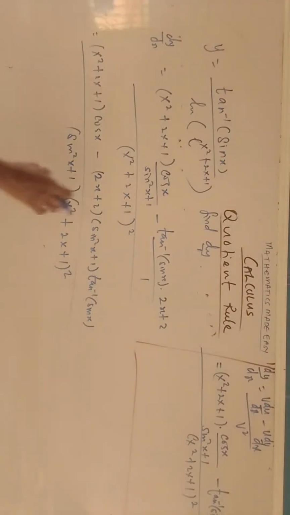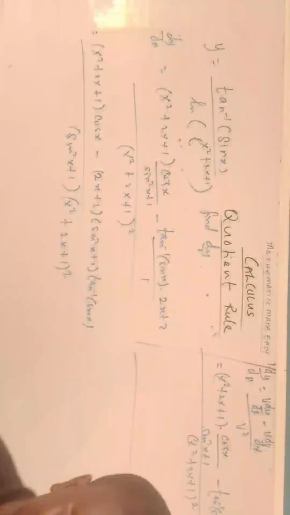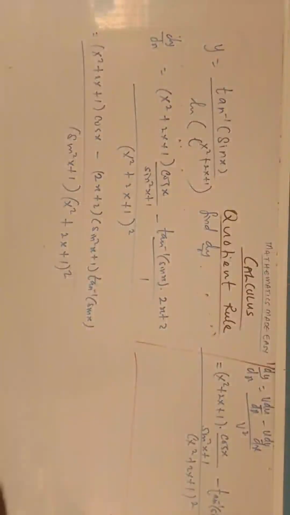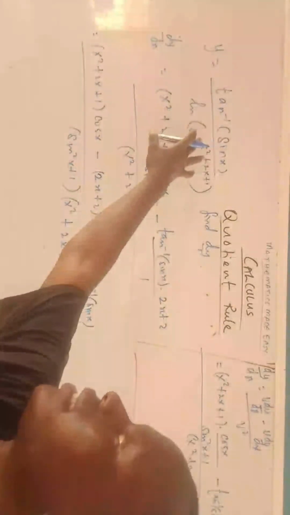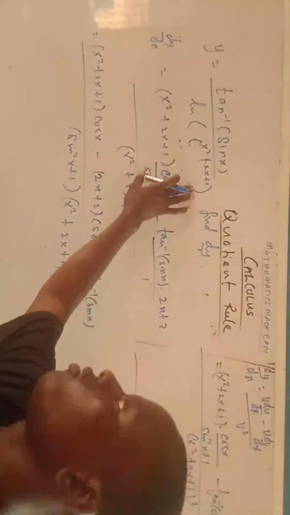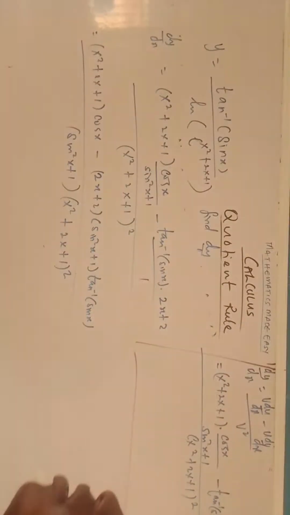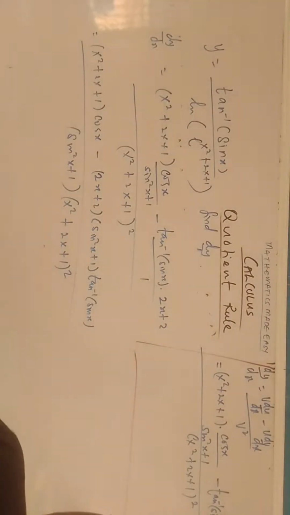Alright guys, so that is actually beautiful and nice. So that will be the answer to that problem. That shows that if you differentiate arctangent of sin x over natural log of e^(x² + 2x + 1), we're going to get this answer. Okay, so I hope we are getting it, guys. So that's actually good. That's nice.